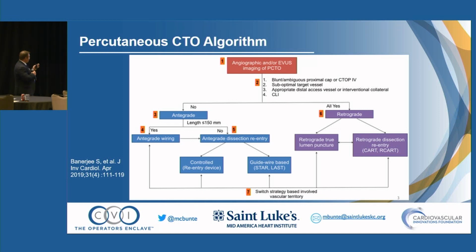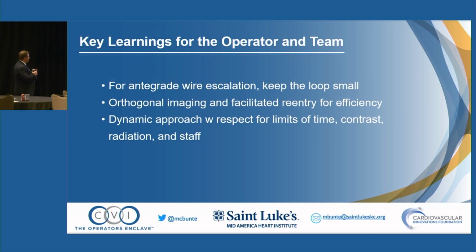So I think the most important thing is for antegrade wire escalation, keep the loop small. Orthogonal imaging and facilitated reentry can really help improve the efficiency of these cases, and a dynamic approach where you're always thinking about, okay, if this doesn't work, what's my next step going to be? That really helps save time, contrast, radiation, and keeps your staff engaged to complete the procedure successfully.